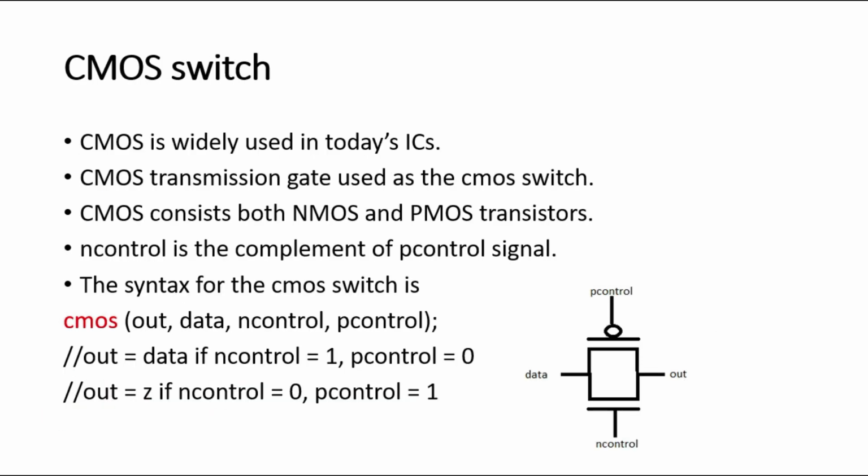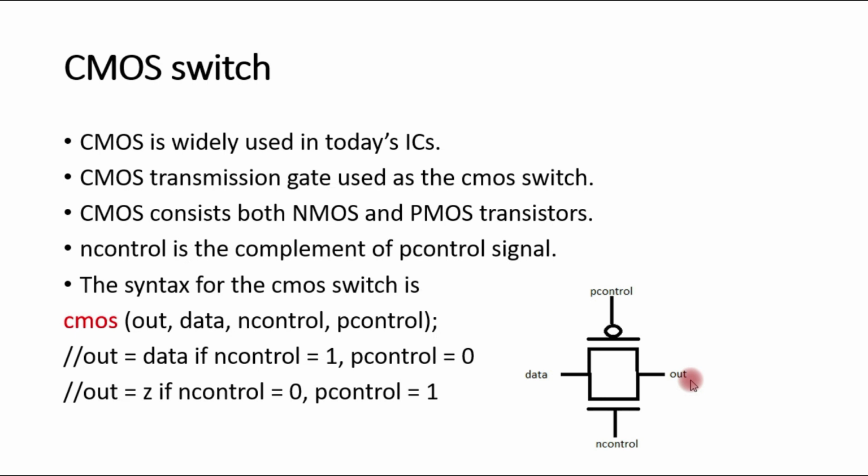Then end module. CMOS switch. CMOS stands for complementary metal oxide semiconductor field effect transistor. The CMOS switch is the transmission gate, and it consists of both NMOS and PMOS devices. The switch is depicted here, one PMOS device and one NMOS device. The gate terminal of the PMOS device is connected to P control, and the gate terminal of the NMOS device is connected to N control. And the drain terminals of both devices are connected to data input, and the source terminals are connected to output signal out. And N control and P control should be complements of each other.